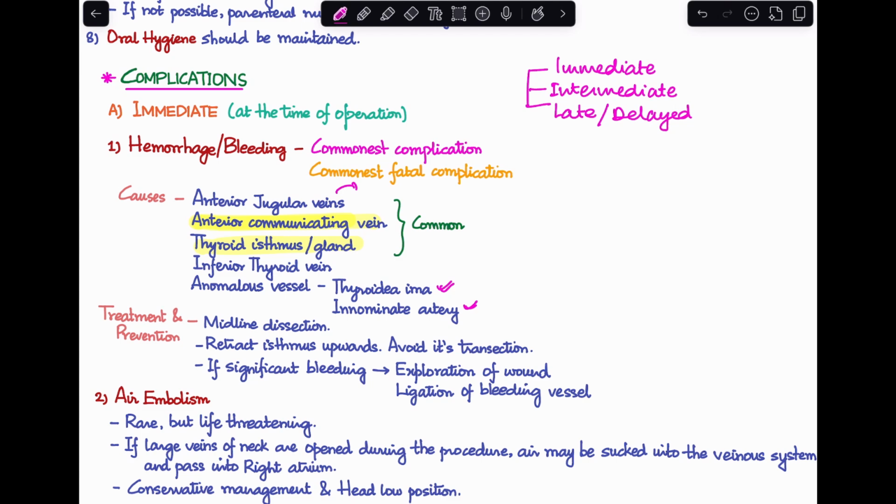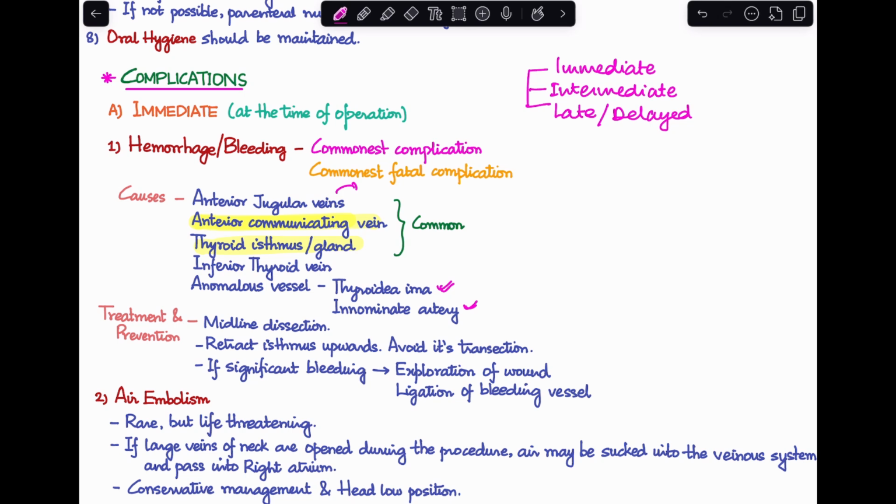Now, how do we prevent this? Our prevention would be, first of all, we stick to midline dissection. We should be aware of the anatomy of the patient. Second, when we come across the thyroid isthmus, we should either retract the isthmus or divide and ligate it, but we should avoid any transection of the thyroid isthmus.